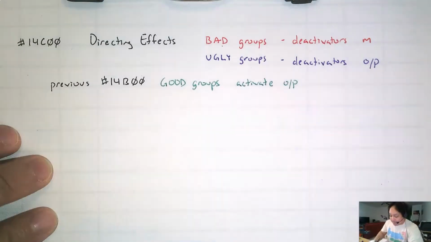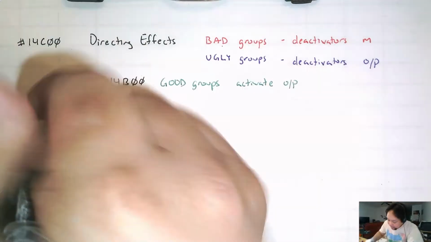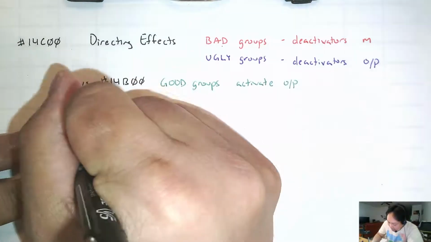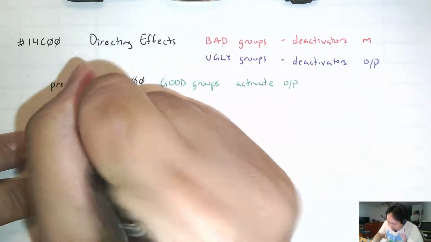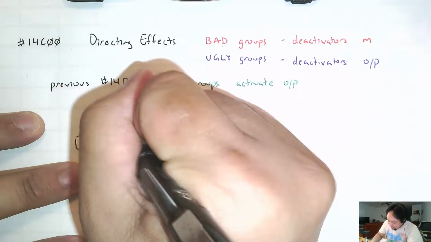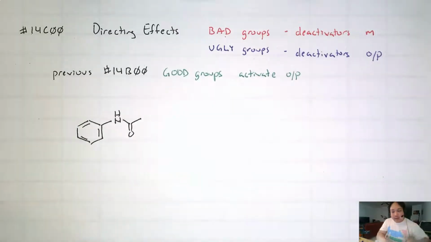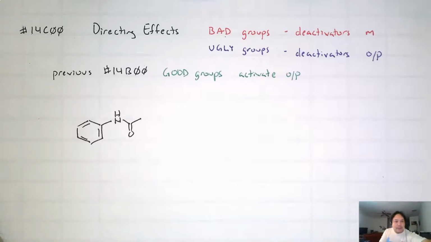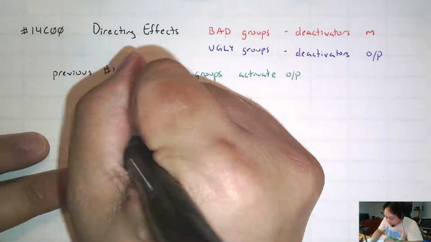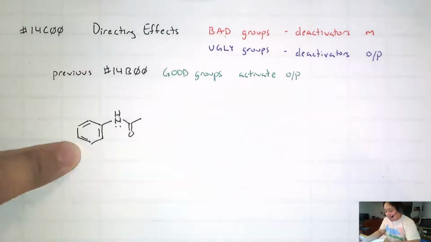Why don't I do one example before we take a look at the bad and ugly groups and make a list. So one of the good groups was an amide, but the benzene is on the nitrogen side of the amide. The trick is if your atom next to the ring has a lone pair, you're going to categorize it as a good group, and you're going to put the incoming electrophile in the ortho and para position.